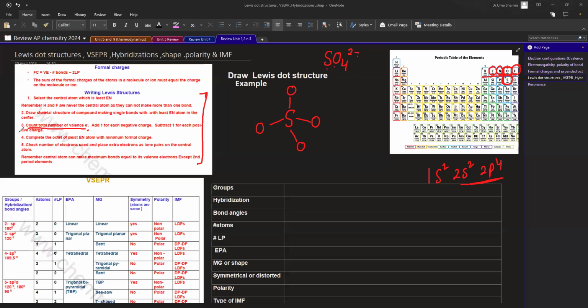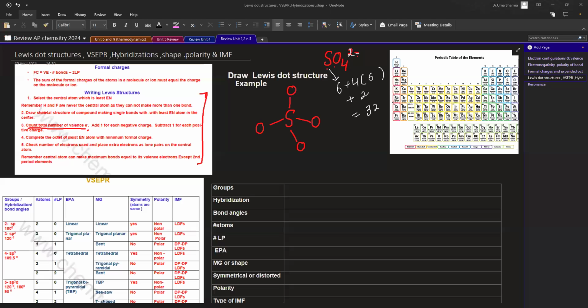How many valence electrons does sulfur have? 6. And 4 times how many for oxygen? 6. And plus 2, the 2 minus means extra 2 electrons. So how much total? 32, very good.